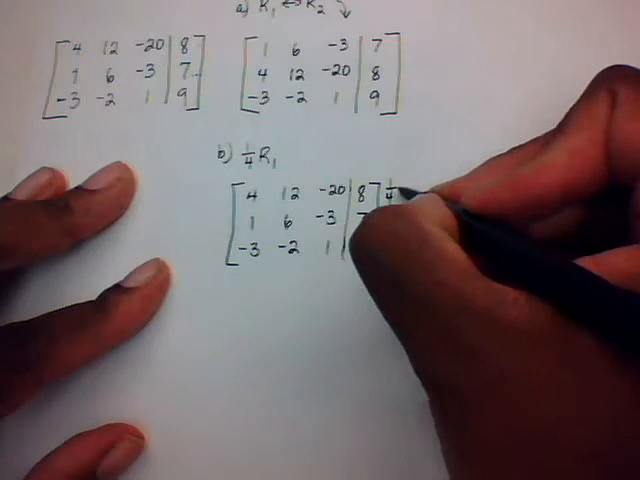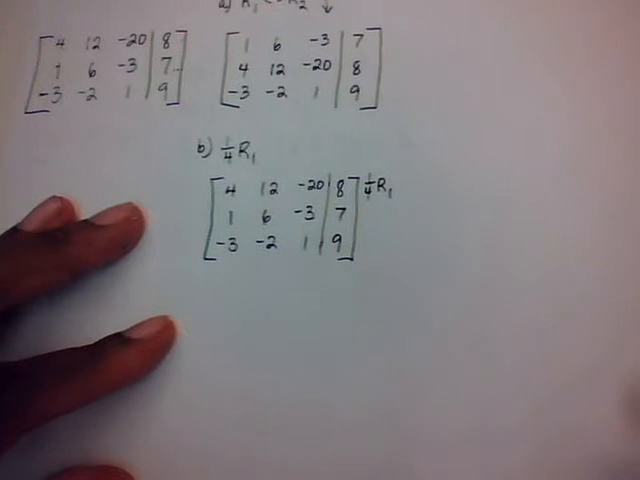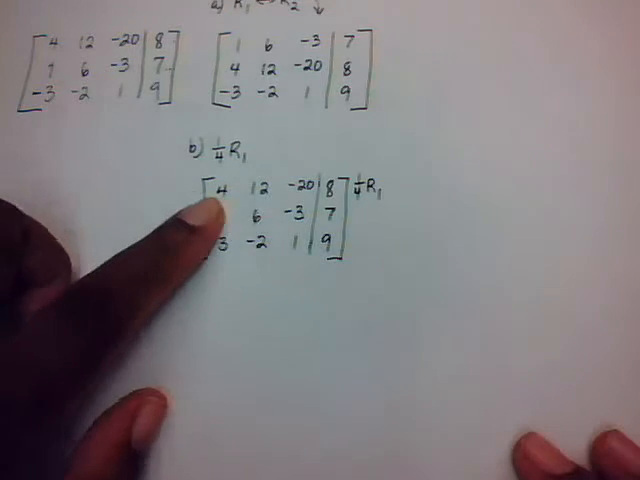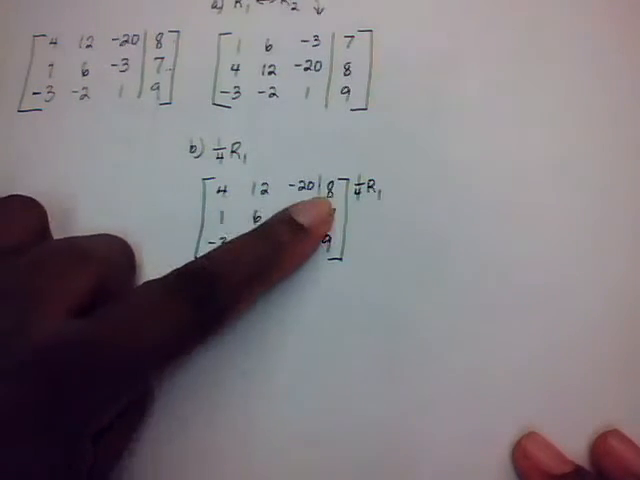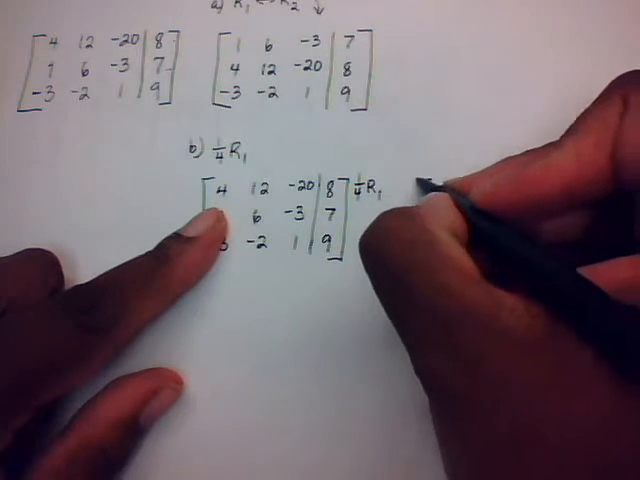But here we want to take 1/4 of the first row. 1/4 of row 1 is going to be dealt with. So row 1, we want to take 1/4 of this, or divide by 4. Divide each element by 4.